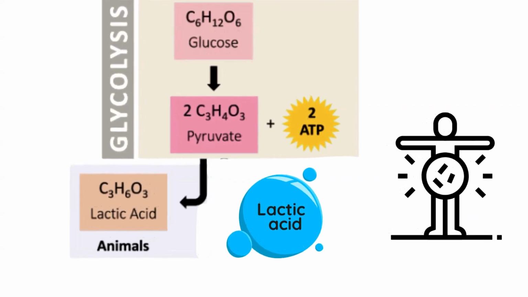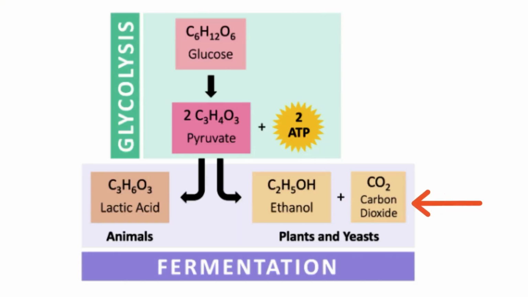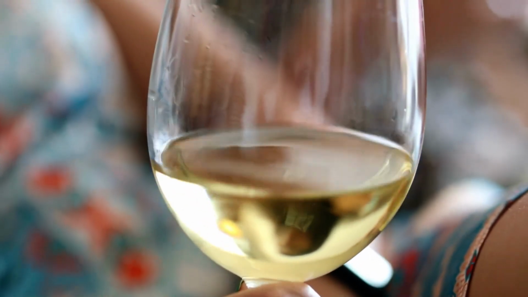In humans, it produces lactic acid, which can cause muscle cramps and tiredness. In yeast and some bacteria, it produces alcohol, ethanol, and carbon dioxide. This process is called fermentation and is used in making bread, beer, and wine.